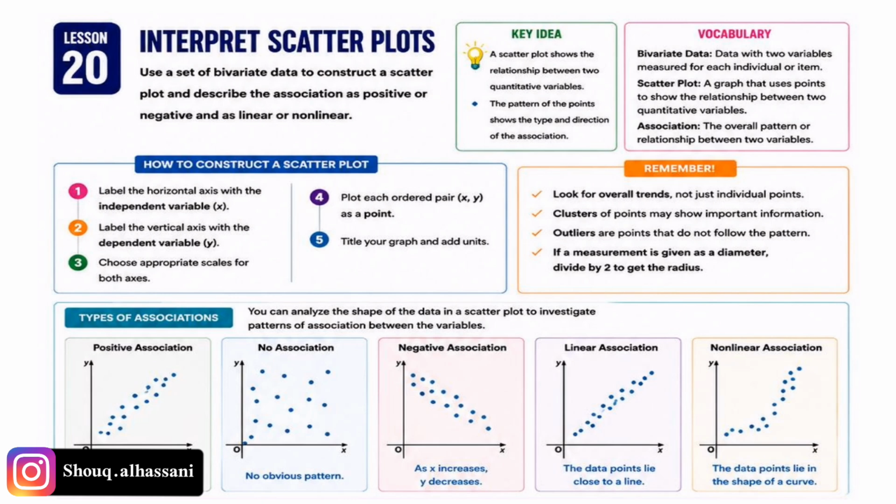If you're given a diameter, don't panic. Just divide it by 2 and that will be your radius. Scatter plots help us see stories in data, and now you can read those stories like a pro. That's it, you did it.